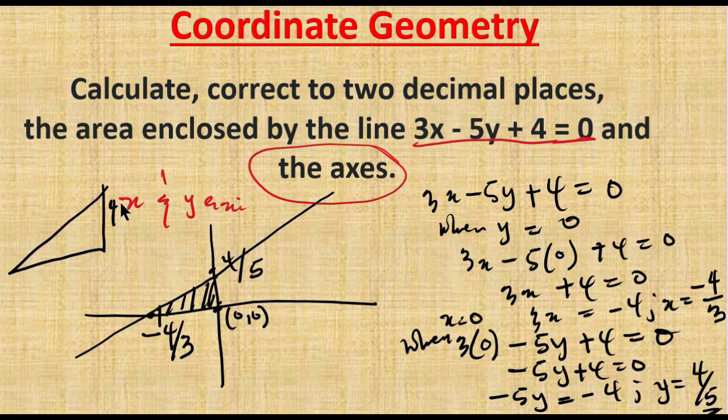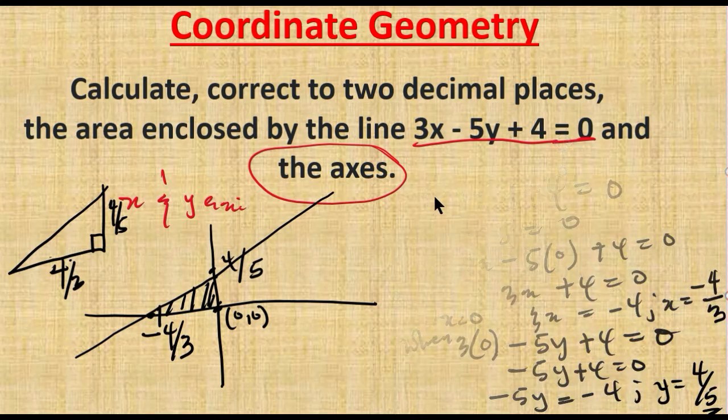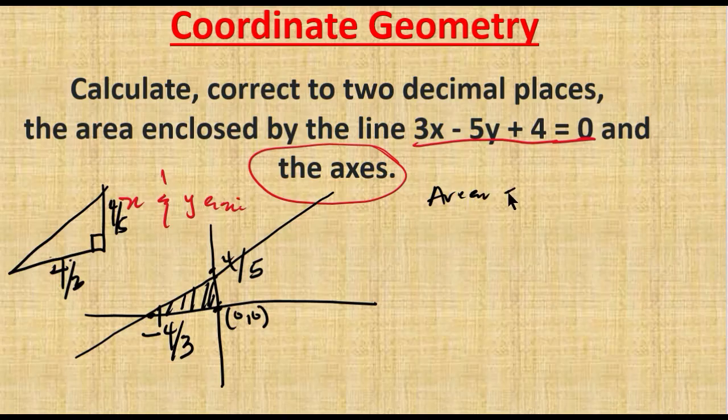Here is 4 over 5. And here is 4 over 3. We're just looking at the units, not the signs now. At the end of the day, you see that this is a right angle triangle. And we can now find the area of this triangle. Let me create space, please. We can now find the area of this triangle using half base times height.